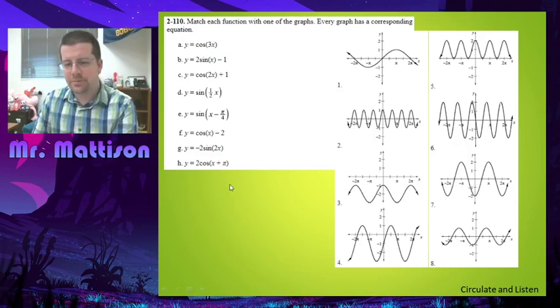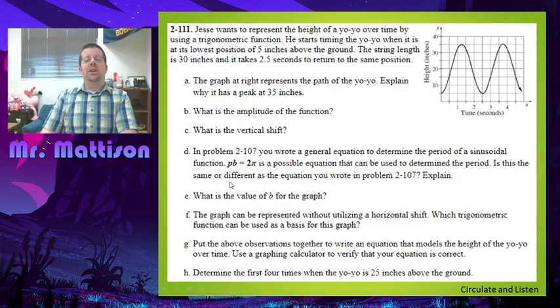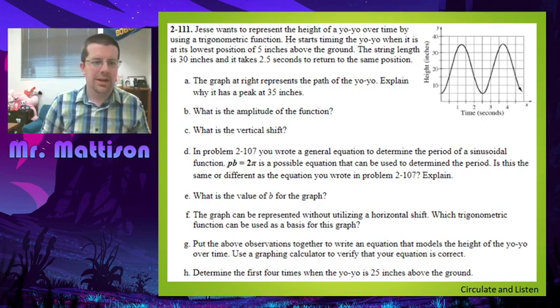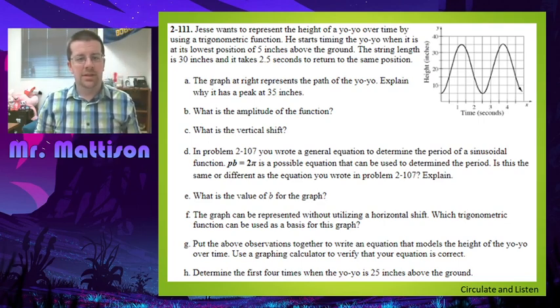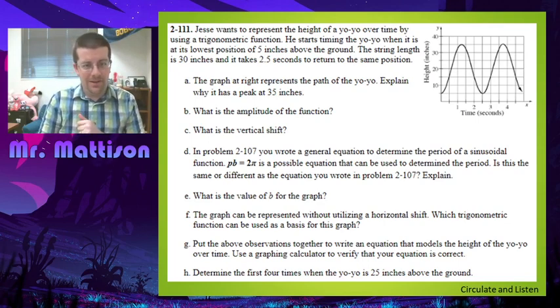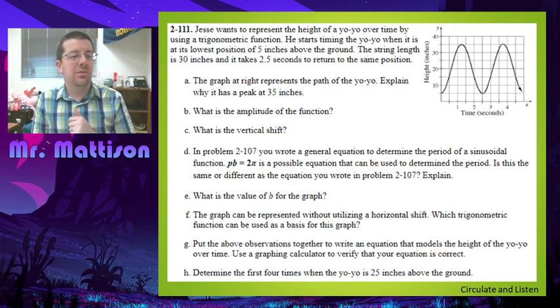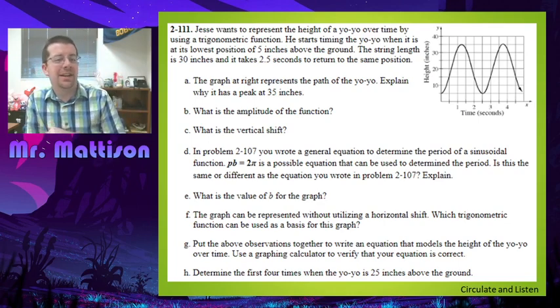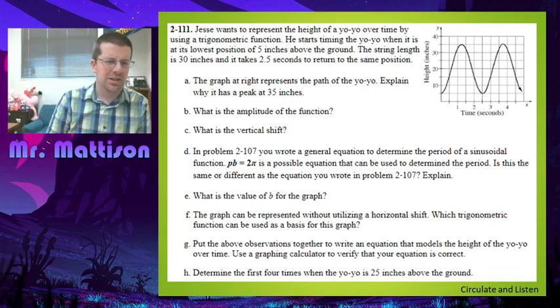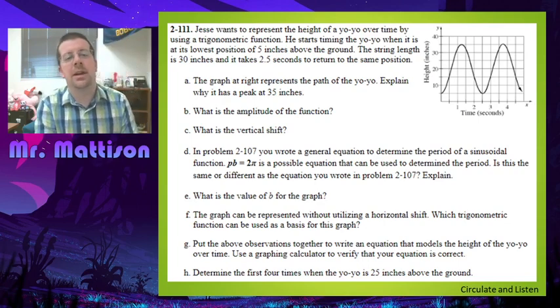Awesome. Okay, last one here, number 111. So we're trying to model a yo-yo here. What do we know about the yo-yo? Its lowest point is 5 inches above the ground. The string length is 30 inches, and it takes 2.5 seconds to return to the same position. So that's a lot of really important information for us.